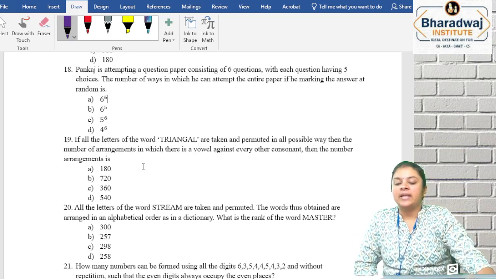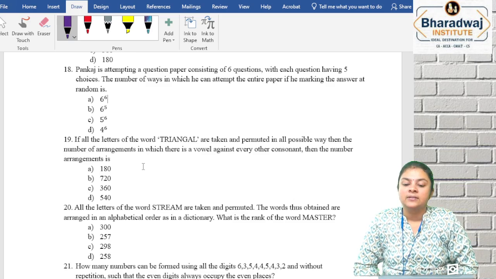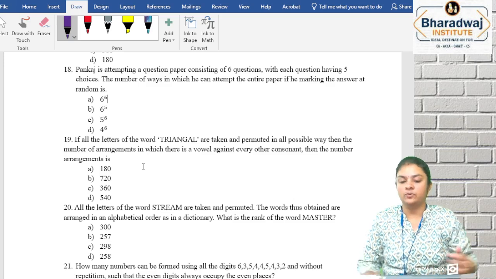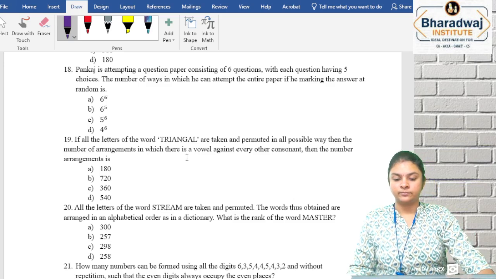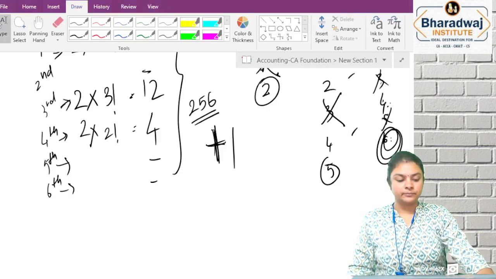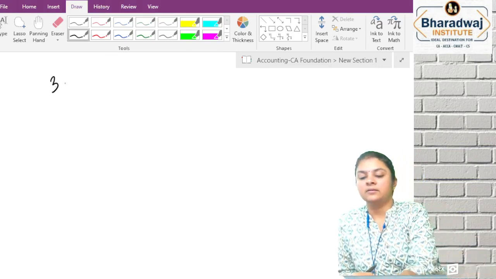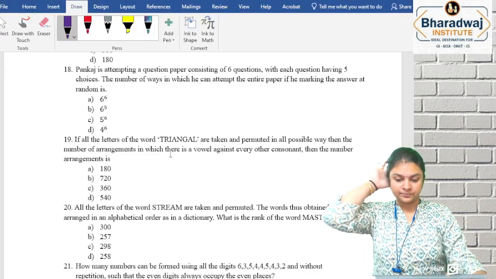Good. 19th. If all the letters of the word TRIANGLE are taken and permuted, then the number of word arrangements in which there is a vowel against every other consonant. So let's first see how many vowels and how many consonants. 1, 2, 3, 4, 5, 6, 7, 8. Okay, 8 letters. 3 vowels and 5 consonants. Correct?